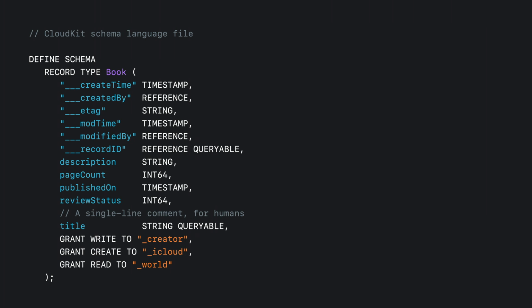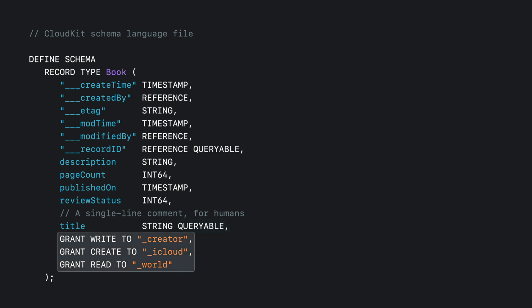I can create an index for a field, like a queryable, searchable, or sortable index, just like I can do in the CloudKit console. I do this in CloudKit schema language by declaring the index right after the data type for the field, like for this title custom field in my book record type here.